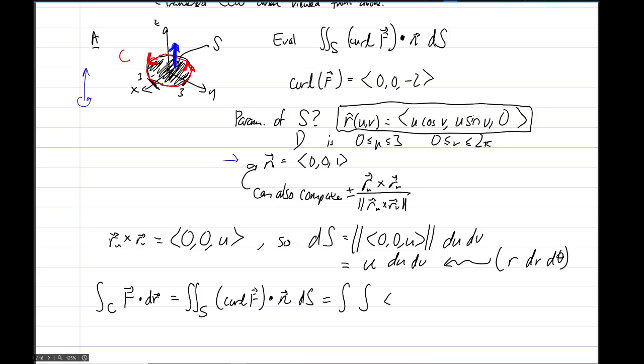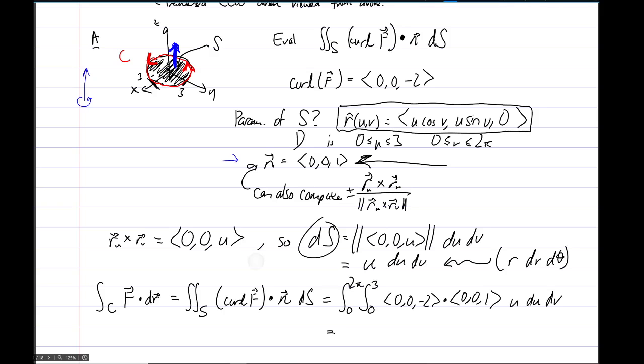We've got the curl of F, which was 0, 0, negative 2, dotted with the normal vector, this n vector up here, which was 0, 0, 1, and then we need dS, so we need u du dv. This is telling us that since u is on the inside, the u integral goes from 0 to 3 and the v integral from 0 to 2π.